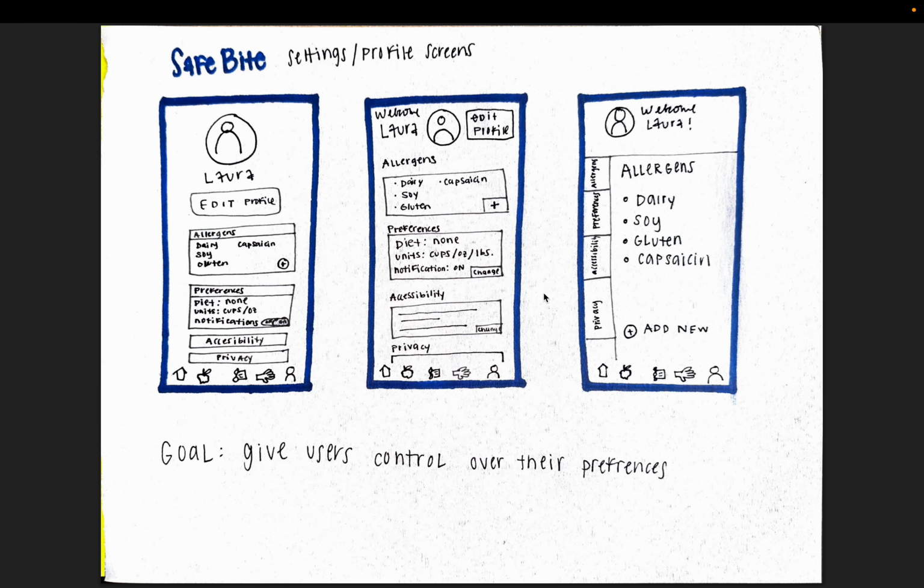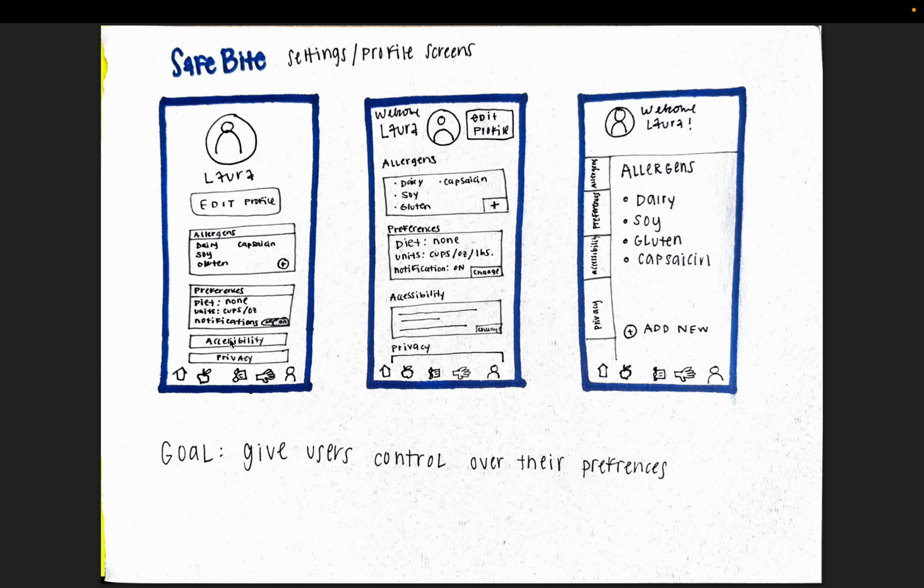And lastly, we've got our settings and profile screens. So this is where I was thinking if you're a new user and you're signing up, this is where it'll shoot you through, to your profile, and you can add your allergens, any dietary preferences, units. So if you are from a European country or something and you are used to different measuring units, you can swap it here. And then a notification setting, whether you want them on or off.